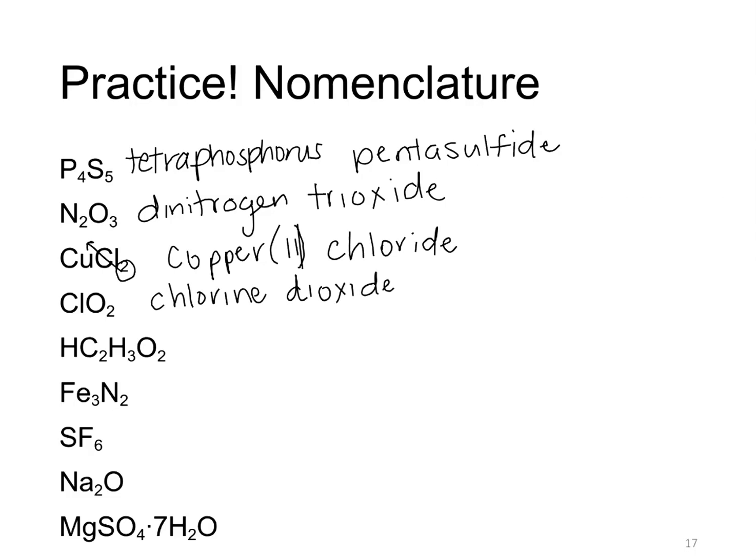Next one, ionic or covalent? Well, we can see that it's all nonmetals, but there's something special here. There's a hydrogen out front, which tells us that this is an acid. So then we have to ask, okay, if it's an acid, is it binary or does it contain a polyatomic ion? In this case, it contains a polyatomic ion. So we're going to look at the polyatomic ion, see that it is acetate. So ate turns to ic. This is called acetic acid.